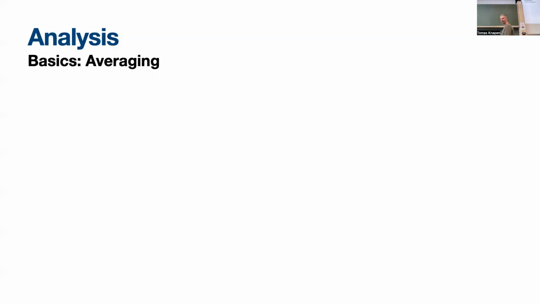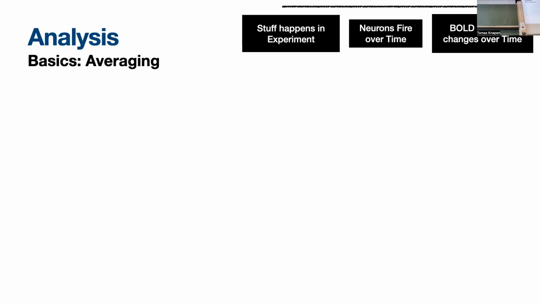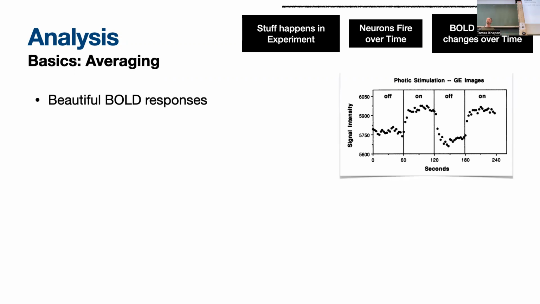So let me take you to one of the things that you've already seen, the sort of idea of a basic analysis strategy. I think you've seen this in a previous lecture, the data that I'm going to show you. Right, so the idea is that stuff happens in an experiment, your neurons fire, and then you get BOLD responses that also change over time, right? So you get these beautiful BOLD responses, and this is that first human experiment of fMRI, right, with a flickering stimulus on the visual cortex, and we saw this is just an arbitrary signal intensity, right?